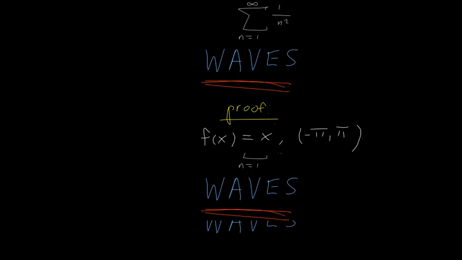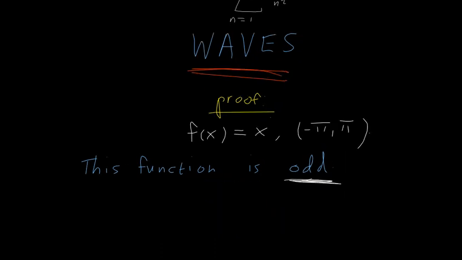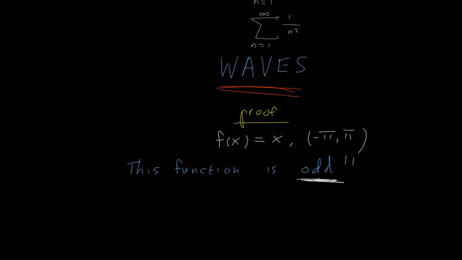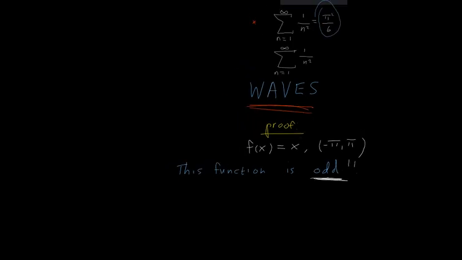I'm going to write here that this function is odd. It's an odd function. So what does that mean in terms of Fourier series? It means that we only need to look at the sine terms of the Fourier series. So we're going to use a Fourier sine series. That's what we're going to be doing. All right, let's go to the next page.